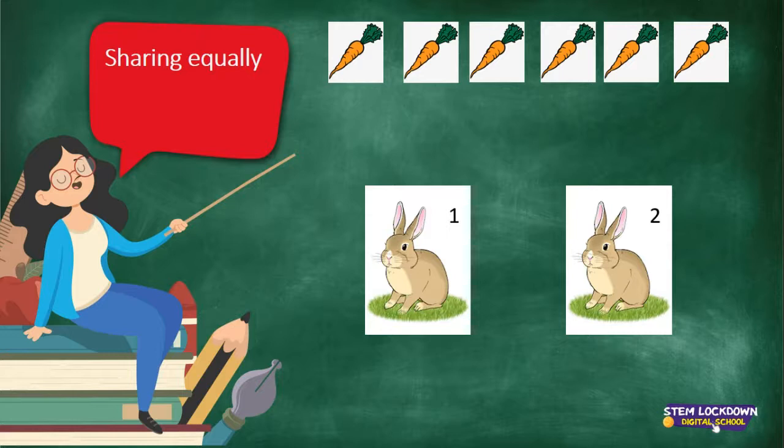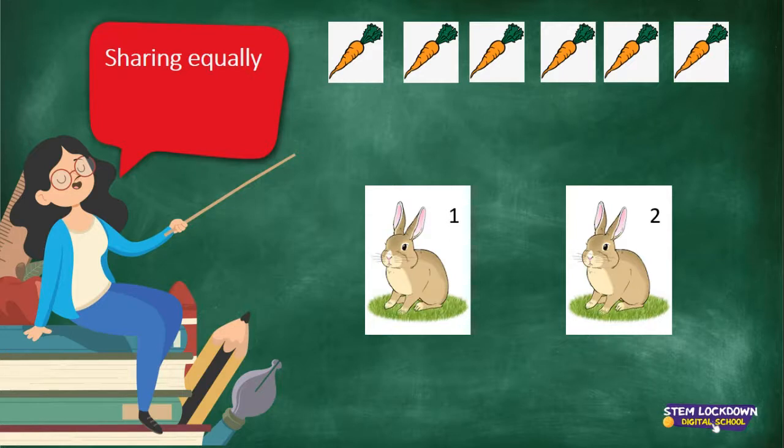All right, we've got more carrots left, so let's go. Another carrot to number 1. Another carrot to number 2. Do we have more carrots left? Yes, so let's give number 1 another one. Another carrot to rabbit number 1, and then another carrot to rabbit number 2.